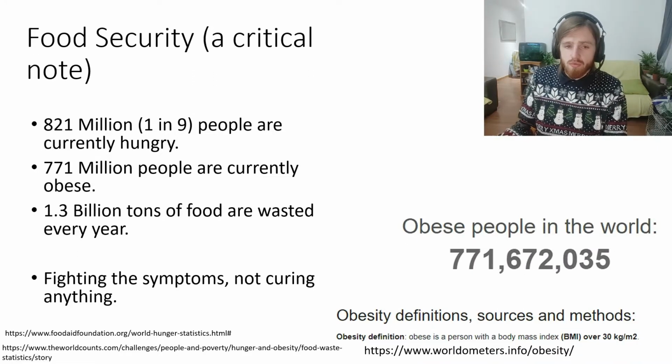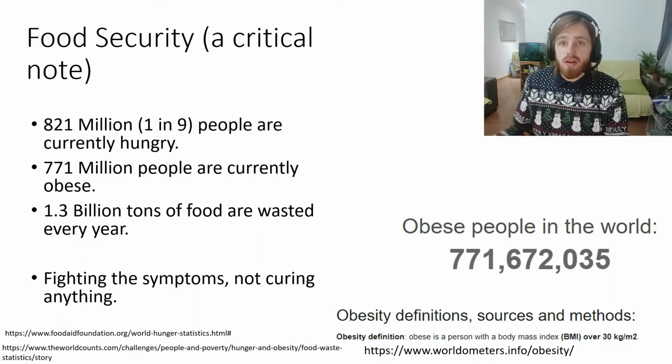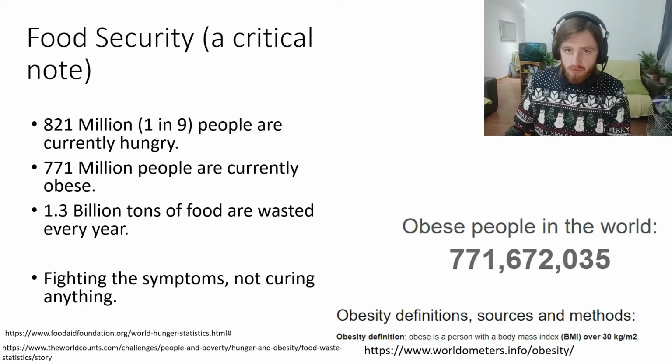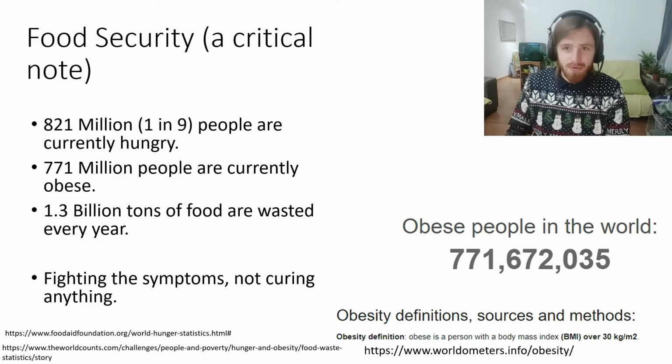Just a quick critical note about food security. There's already 1 in 9 people going hungry. Over 700 million people are obese. 1.3 billion tons of food is wasted every year. There is enough food to feed everyone as it is, and probably would be if there were more people on this planet. It's just the way we distribute the food, and the political and economic systems don't allow us to do so properly. I just want to mention that we could be feeding everyone already, but we're not.